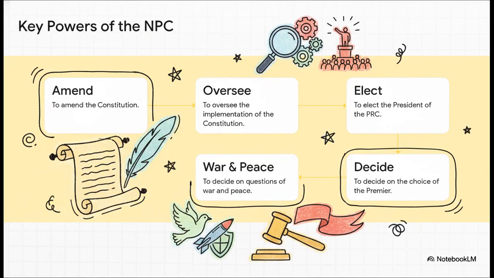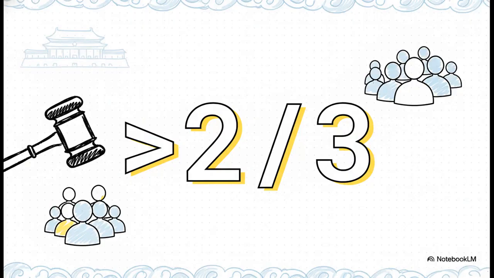And when they say highest organ of power, they are not kidding. The powers listed in Article 62 are absolutely massive. The NPC can literally amend the Constitution itself. It oversees the Constitution's implementation, elects the president, picks the premier. It even gets to decide on questions of war and peace. So how hard is it to actually change this foundational document? Well, Article 64 makes it clear that it's not a simple majority vote. To amend the Constitution, you need a supermajority. More than 2/3 of all the delegates in the NPC have to agree. That, as you can imagine, is a very high bar to clear.